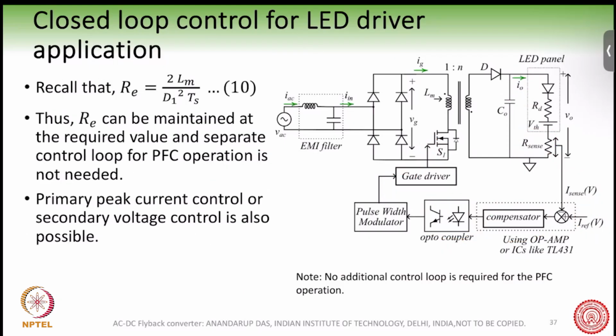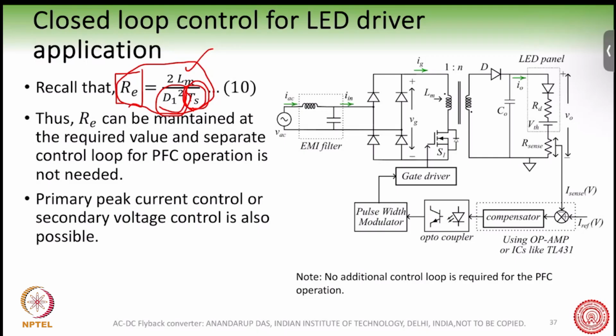Once you have this D1, as you have seen, we have this condition, right? Re equal to 2 Lm by D1 square into Ts. So we have a fixed value of Ts. We also have got the D1 from the control system. Lm is fixed. So basically we are seeing that we can maintain a constant value of Re through this kind of closed loop operation.